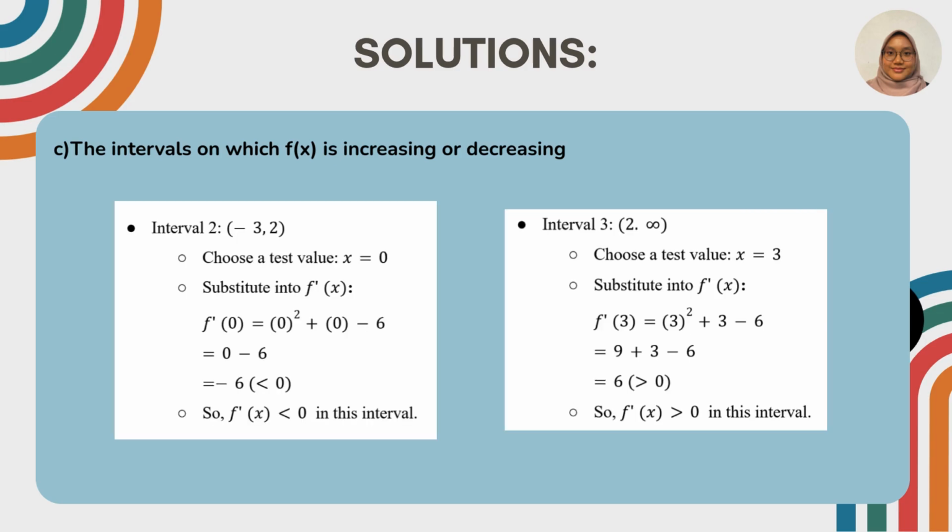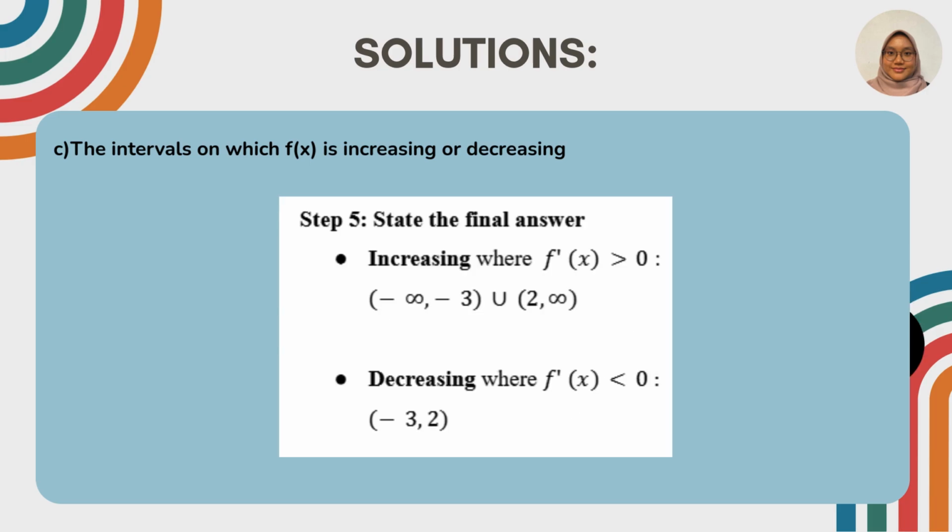For interval 2, -3 to 2, choose x = 0. f'(0) = -6, which is negative. For interval 3, 2 to infinity, choose x = 3. f'(3) = 6, which is positive. Therefore, the function is increasing on (-infinity, -3) union (2, infinity). Then, the function is decreasing on (-3, 2).